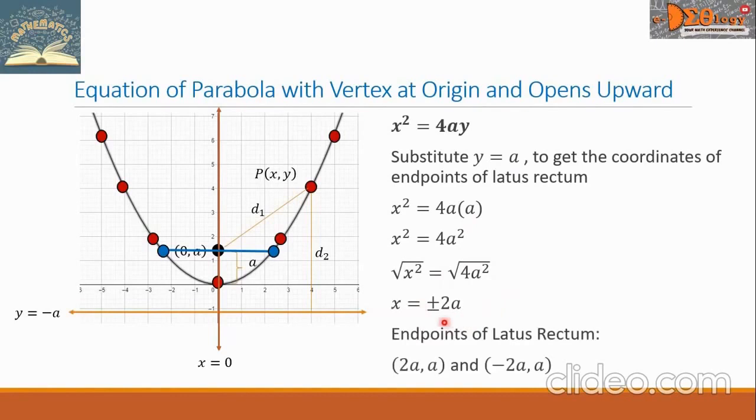It means to say, the endpoints of latus rectum are the points (2a, a), this is the point, and (negative 2a, a), that is the point. Looking at this graph, we can see that the length of latus rectum equals 4a. Take note that this 4a is the coefficient of y in the equation of parabola with vertex at origin and opens upward.